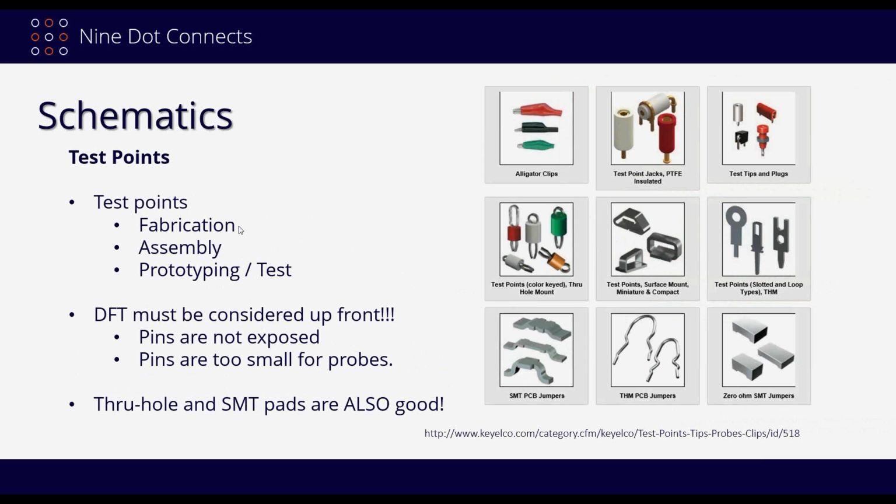For fabrication, they've got it probably the easiest because they've got a bare board, and all they're testing for is shorts and continuities anyway. Assembly's going to have it a lot more difficult because now it's populated. And of course, prototyping test has it even more difficult because it depends on what they're trying to debug or what they're trying to look at. So DFT has to be considered up front. All pins are not exposed.